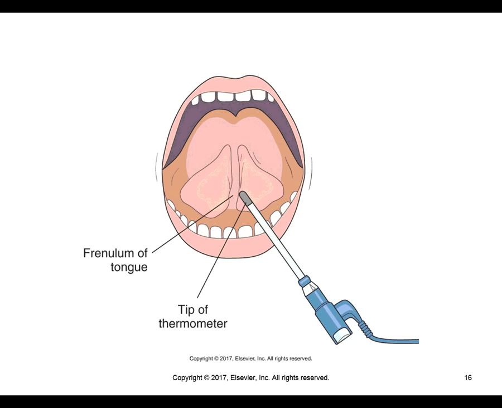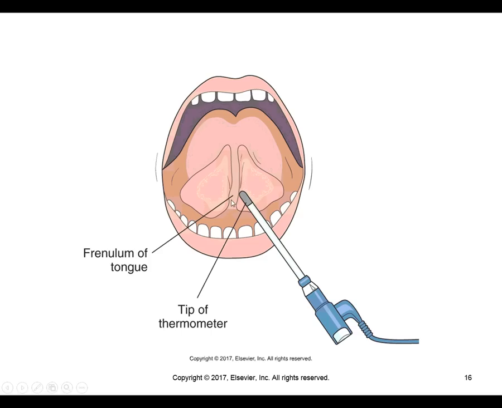This here shows you where a thermometer should be placed in the mouth. So this is looking under the tongue. Here is the tongue lifted up in the mouth here. And under the tongue is the frenulum, which is this piece of tissue that holds your tongue from flapping all over the place. You can feel it under your tongue. I'm sure you've seen it under your tongue.